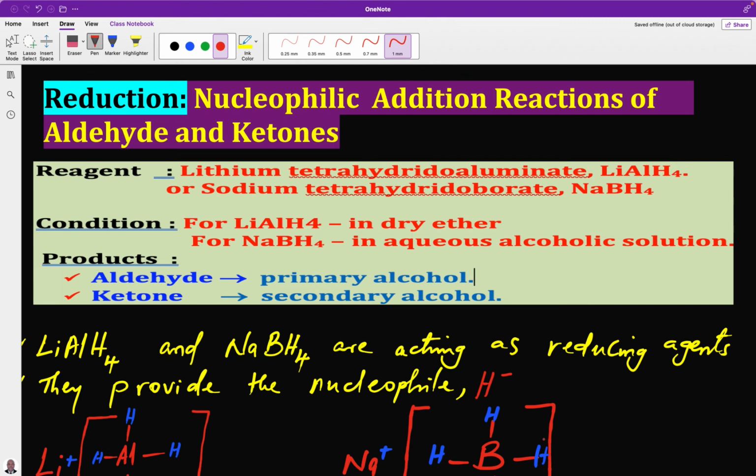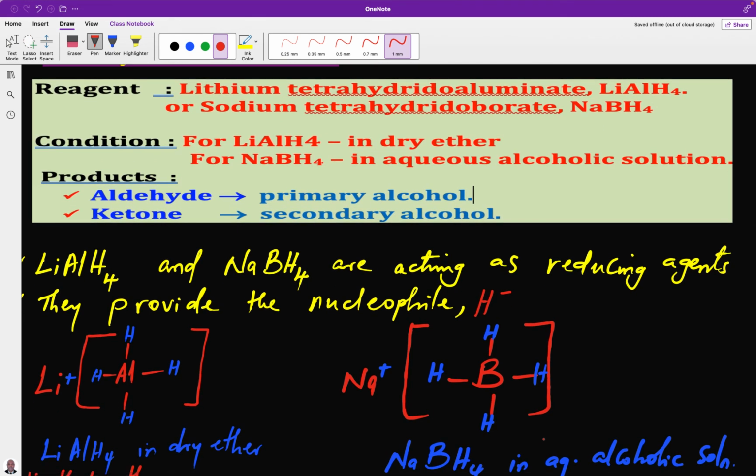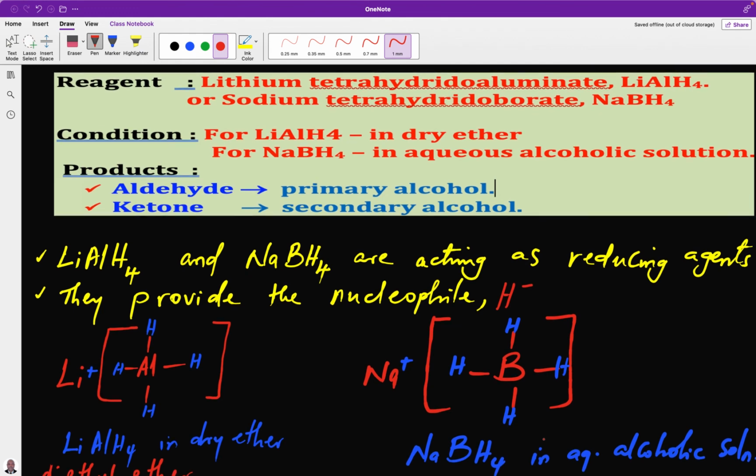How can we get back to primary alcohol or secondary alcohol? This is through reduction. In other words, we call it nucleophilic addition reaction of aldehyde and ketone, because the nucleophile there is provided by the reagents. And the two reagents here are lithium tetrahydroaluminate, which is LiAlH4 in dry ether, or sodium tetrahydroborate in aqueous alcoholic solution. You could use one or the other.